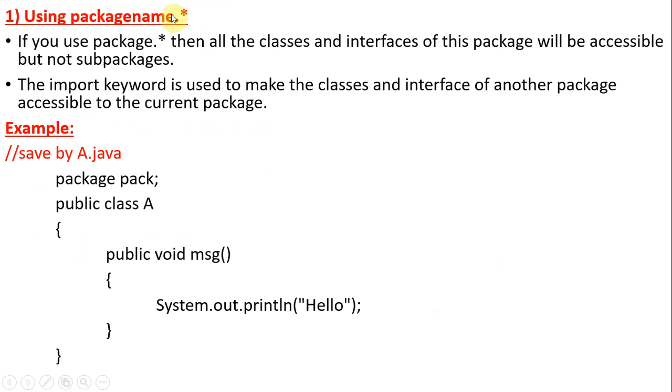So using package name dot star. If you use package name dot star, then all the classes and interfaces of this package will be accessible, but not sub packages. It is very important. So not only this way of accessing, you can use any of these ways, we cannot access the sub packages. So with package dot star, we can access all classes and interfaces available in the package.